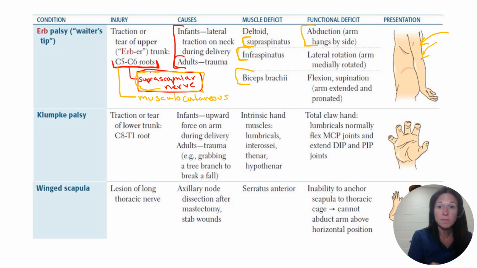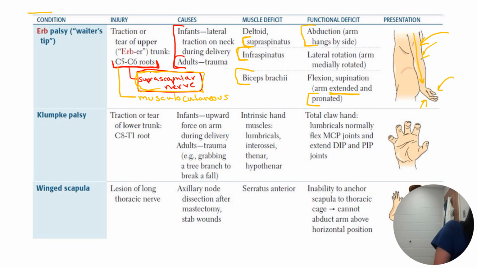If we think about biceps, biceps is responsible for flexion of the arm at the shoulder, flexion of the forearm at the elbow, and it's a very powerful supinator. So that's going to be our deficit. So now the arm is going to be extended and in a pronated position. Okay, so that is Erb's palsy.